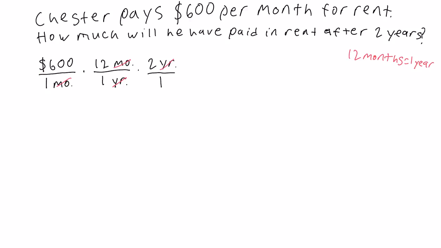If you did this right, Chester pays $600 per month. How much will he have paid? That's how much money, how many dollars will he have paid after 2 years? So the answer you want is dollars. So, equals, and then 600 times 12 times 2, that should equal $14,400.